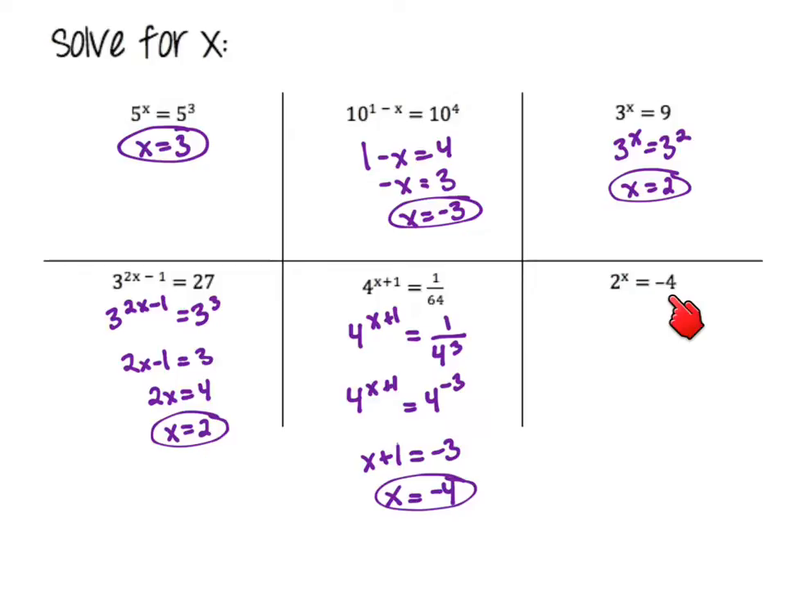All right, 2 to the power of x equals -4. So we have to turn this so that we get the same base. 2 to the power of what is going to give me -4? Nothing. There's nothing I can put there, right? So there's no possible x that's going to fit and make this equation true. So that is no solution.